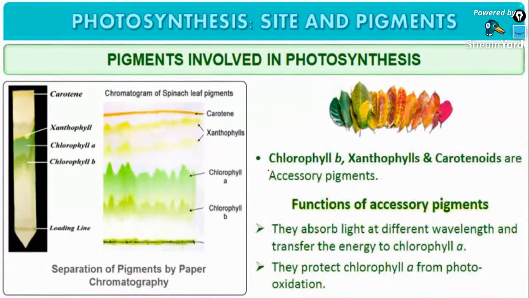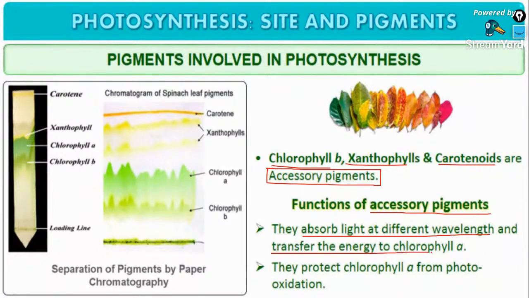Actually, chlorophyll B, xanthophyll, and carotenoids all are accessory pigments. And what is the function of accessory pigments? They absorb light of different wavelengths and transfer the energy to chlorophyll A. And they protect chlorophyll A from photo-oxidation. What photo-oxidation is, we will study when we talk about the electron transport system.